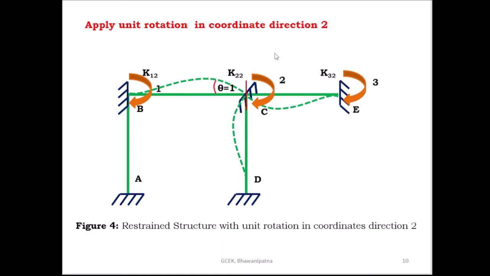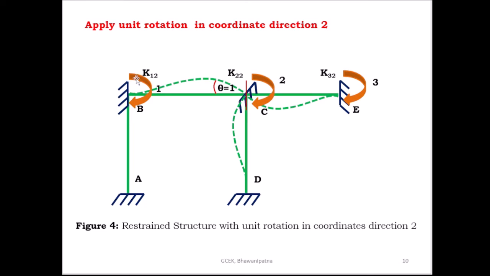Then apply unit rotation in coordinate direction 2. So you have to make the support C unrestrained and all other supports are restrained, and apply the unit rotation at coordinate 2. So here you apply the unit rotation theta C is equal to 1 and all other supports are restrained or fixed. And here theta B is equal to 0 and theta E is equal to 0 and theta D is equal to 0. Due to this unit rotation, find out what is the force at coordinate 1, what is the force at coordinate 2 and what is the force at coordinate 3.